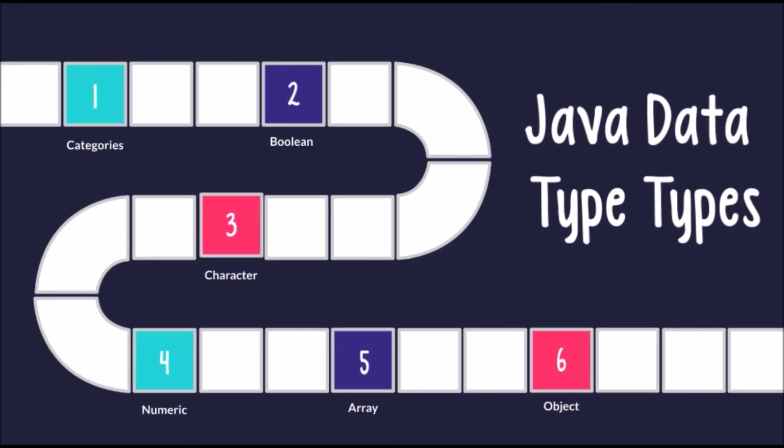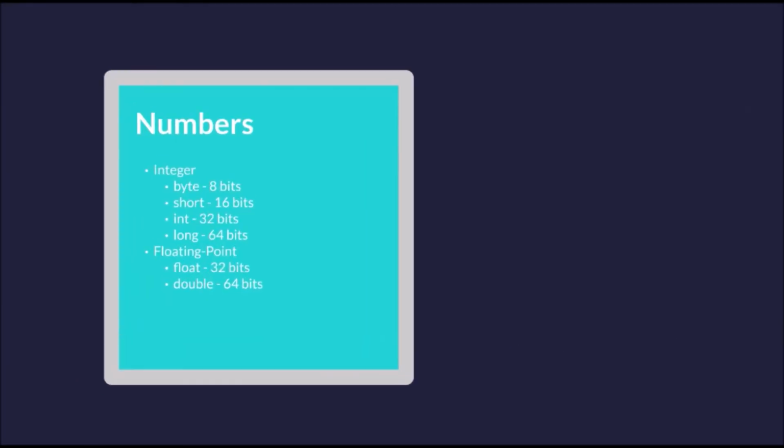The final primitive types are all of the numeric types. There are integers and floating point numbers. Integers don't have any decimal points. There's a byte, short, int, and long. As the number of bits that represent them increases, the larger the numbers they can represent. Floating points are the same with float and double, where a double can represent a larger number with a decimal point.